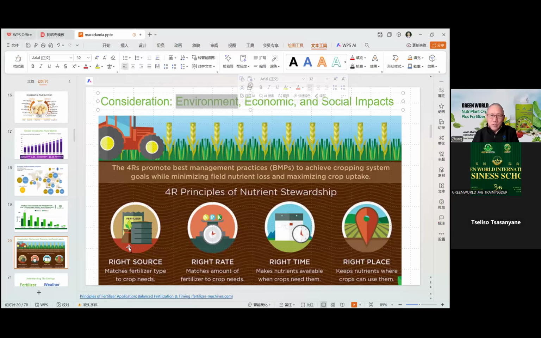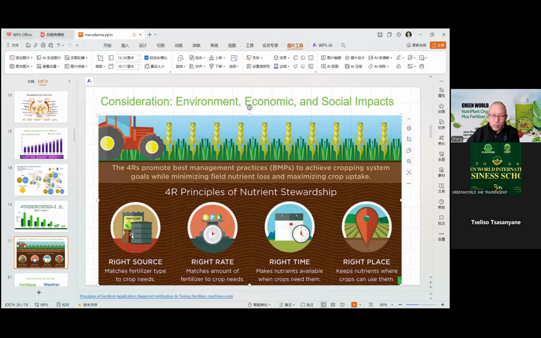For the 4Rs, right source, which means like here, what do we use? We use conventional fertilizer or use organic fertilizer. If we use both, how much? What's the percentage? When to use conventional, when to use organic. For conventional or organic, which blend, what kind of fertilizer we want to use. This is all going to the right source.